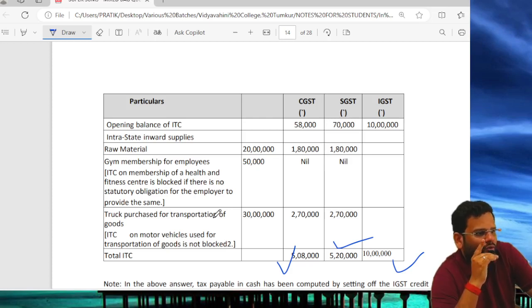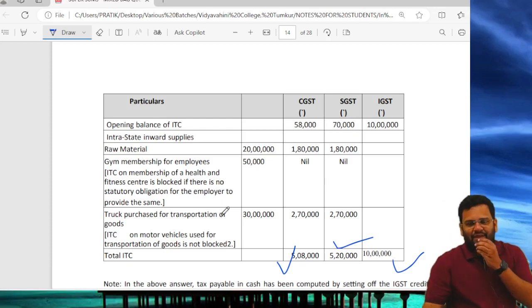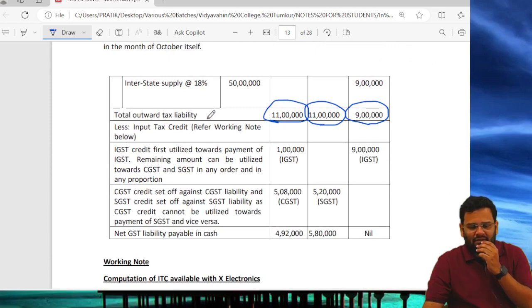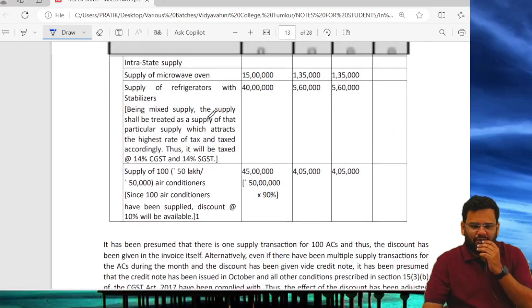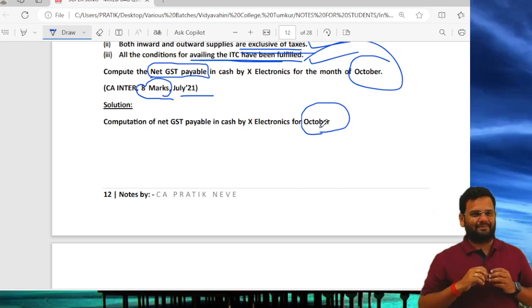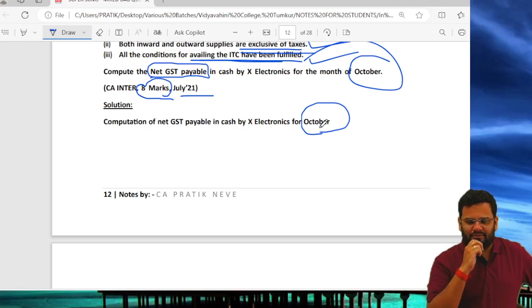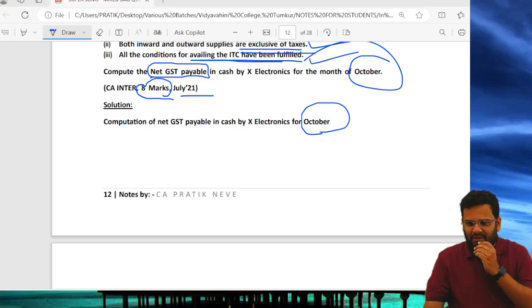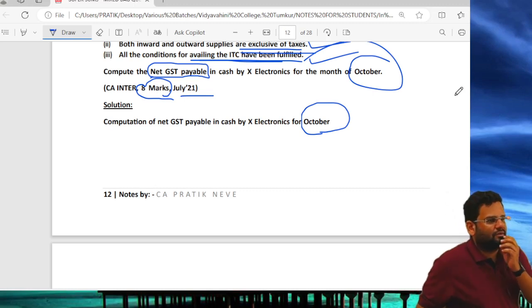Now what will start? Utilization of ITC to pay output tax. So leave 1-2 lines and write down computation of net GST payable. Now we'll start computation of net GST payable. For which month are we doing the working? Yes, for the month of October. Computation of net GST payable for the month of October. Particulars: CGST, SGST, IGST, figures in rupees.